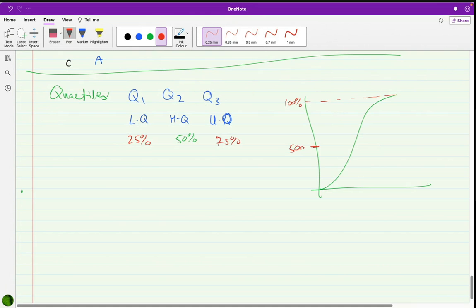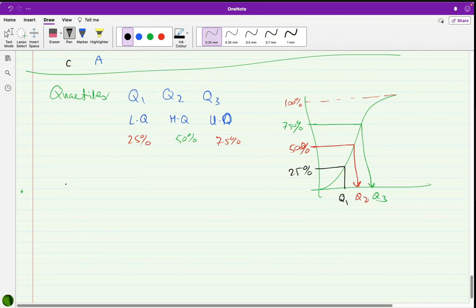So at 50% of the scale, this value right here on the x-axis is Q2. At 75% of the scale, this value here is Q3. Yes, upper is Q3. And at 25%, this value is Q1. Yes, lower is Q1.